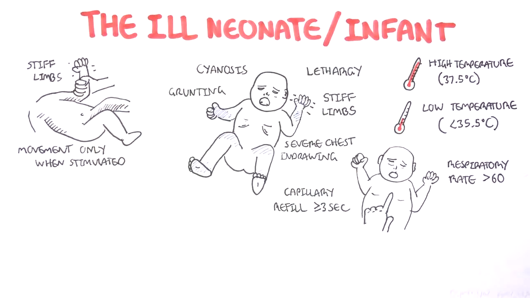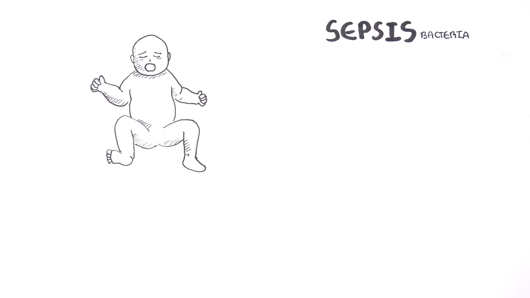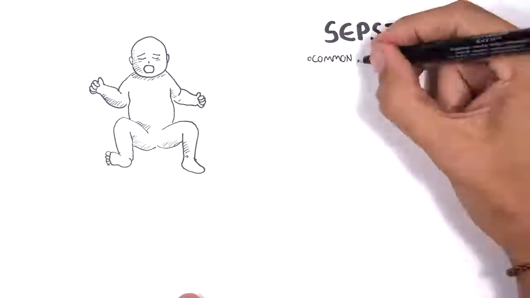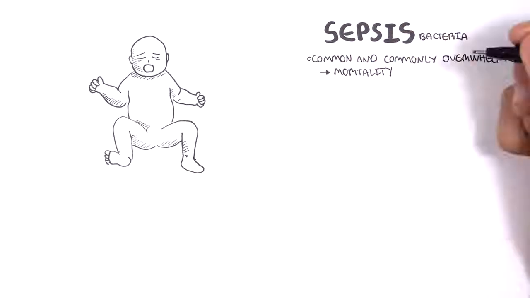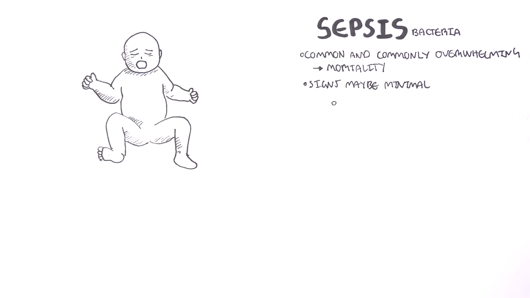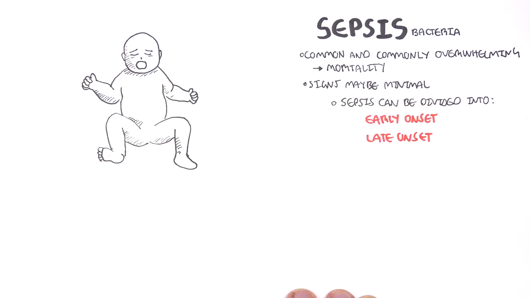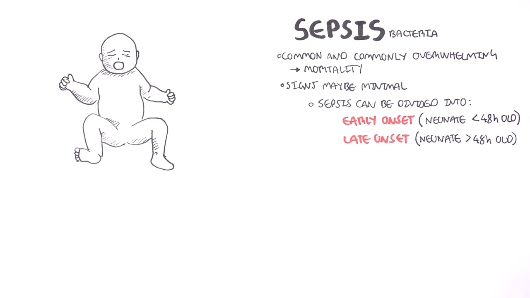The first neonatal infection or condition we will look at is sepsis caused by bacteria. Sepsis is essentially the body's response to a systemic infection. It is common and commonly overwhelming, with high mortality. The signs may be minimal, but usually the signs and symptoms are those that we discussed at the start of the video. Sepsis can be divided into early onset or late onset. Early neonatal sepsis means that this is occurring less than 48 hours after delivery. Late onset is when the neonate is already older than 48 hours.